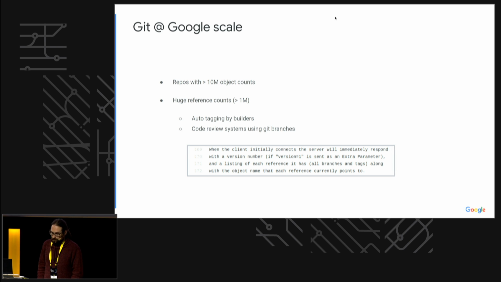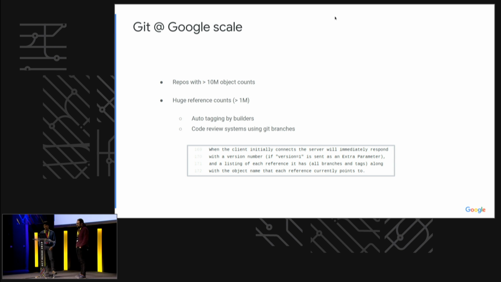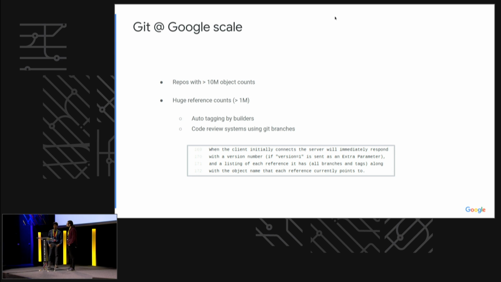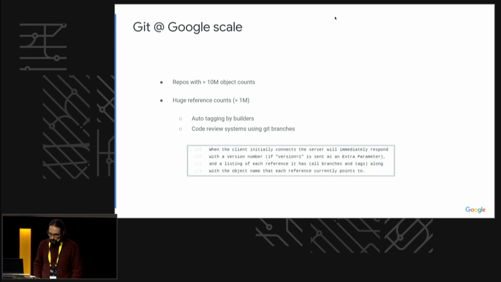Another problem that we see in our repositories is that some of them have huge reference counts, in the order of more than 1 million references. Not only because the developers are happy creating tags and releasing versions, but also because you have builders creating tags for multiple purposes, and analyzers. Then if you run code review systems, some, like Gerrit, are based on branches and create even more references. And this is a problem that is well explained in this paragraph from the Git protocol spec.